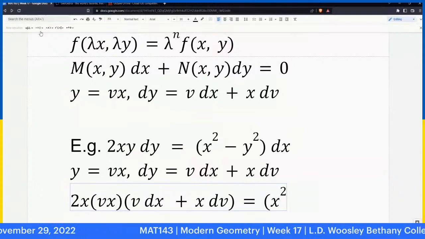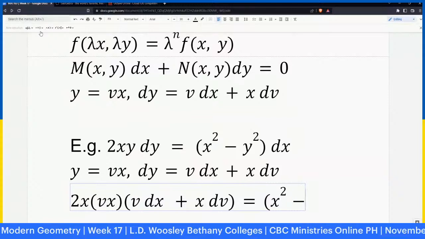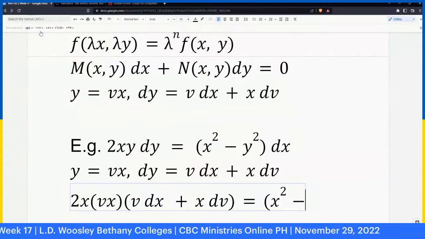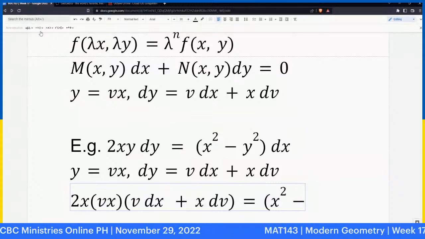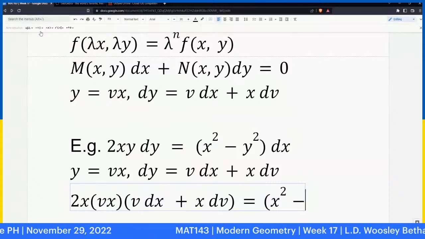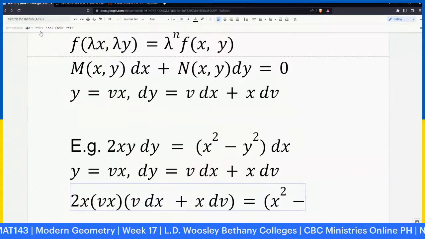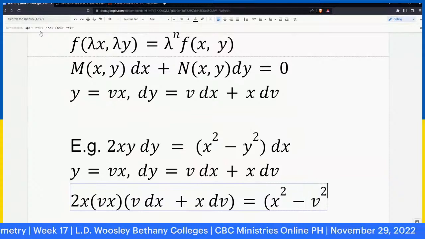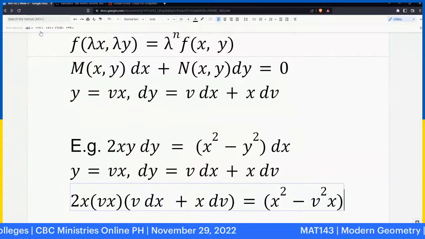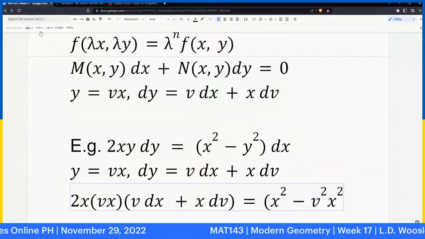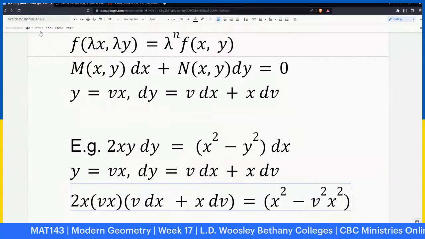minus y squared. So you'll substitute the y here. All right, let me clarify here. So we have b squared x squared kasi y is equal to bx, no? That's your substitution. Lalo ba naging komplikado?